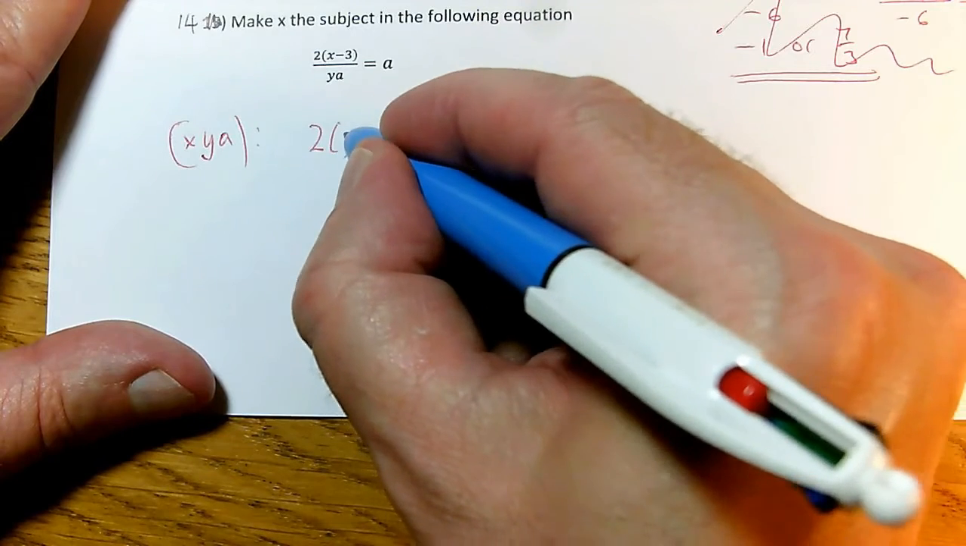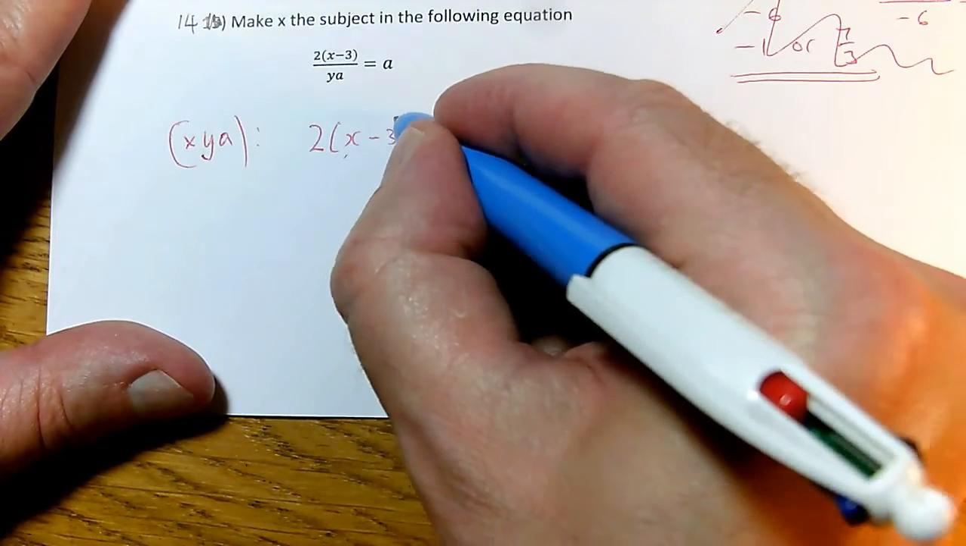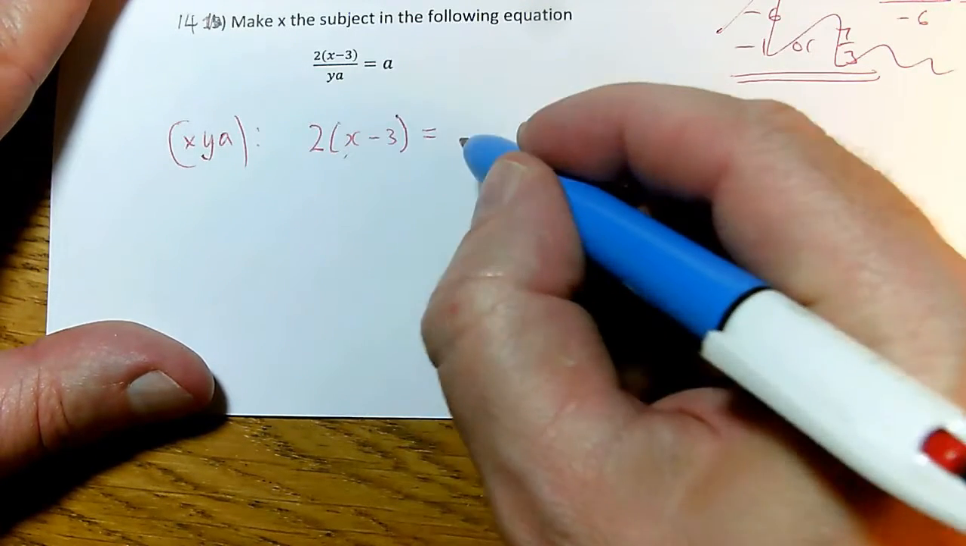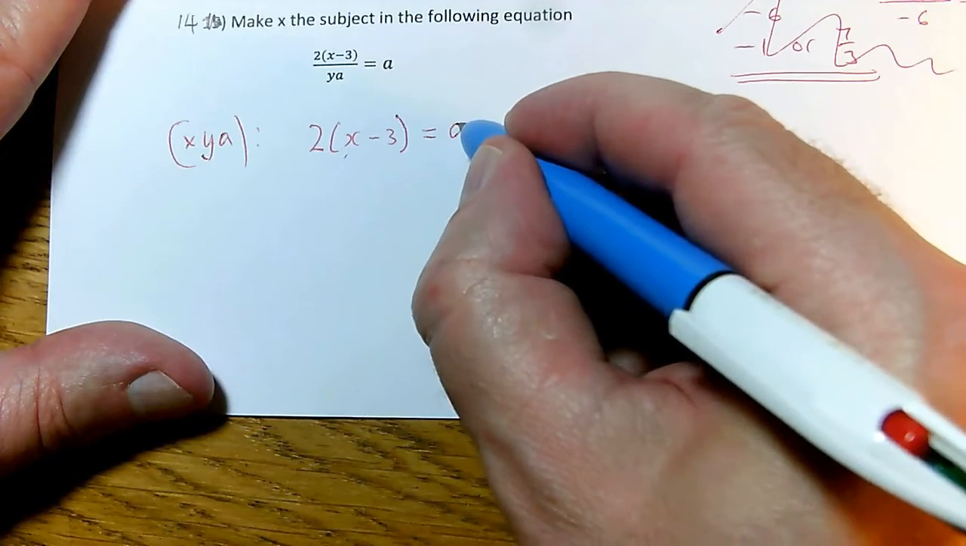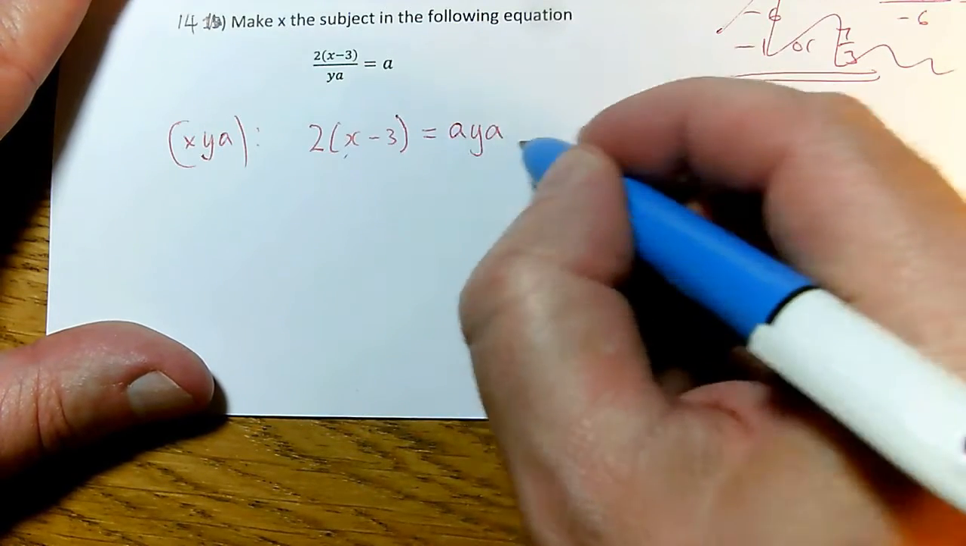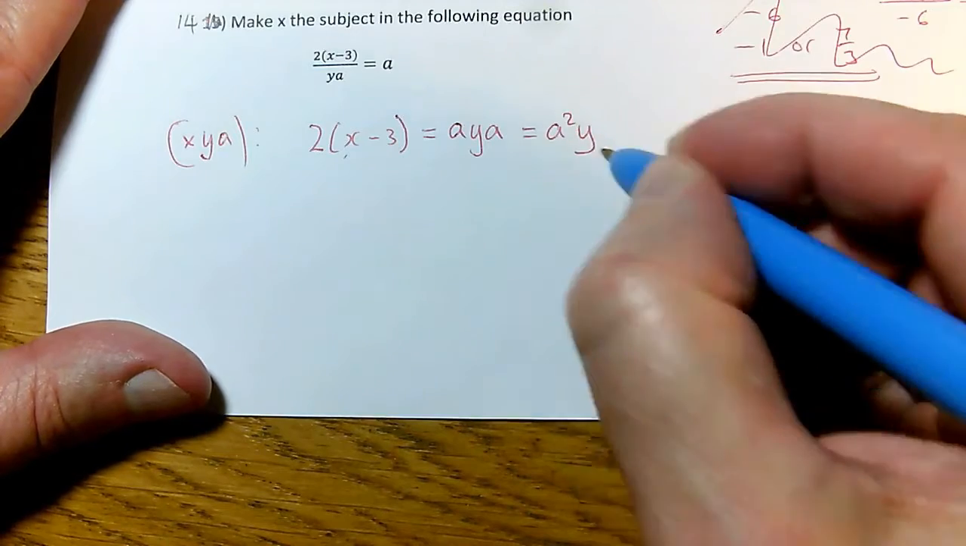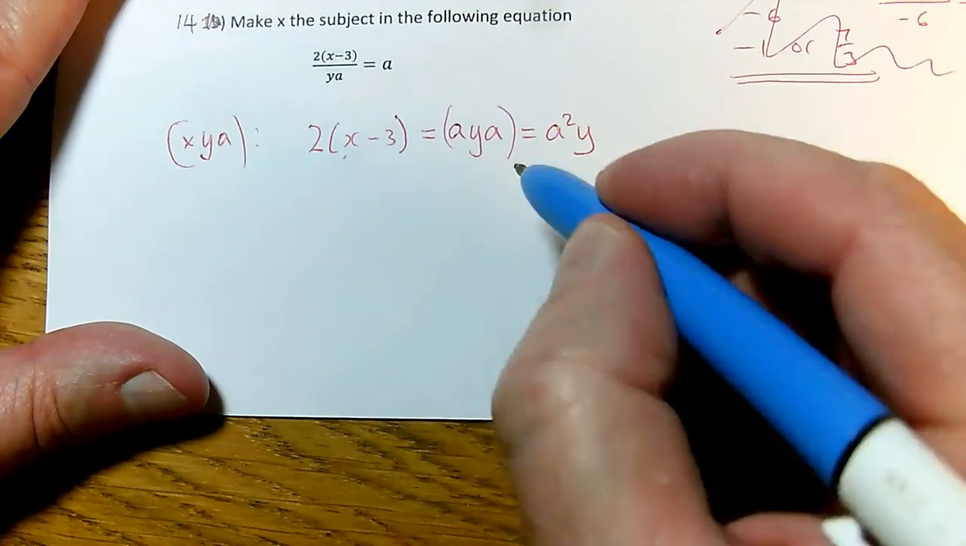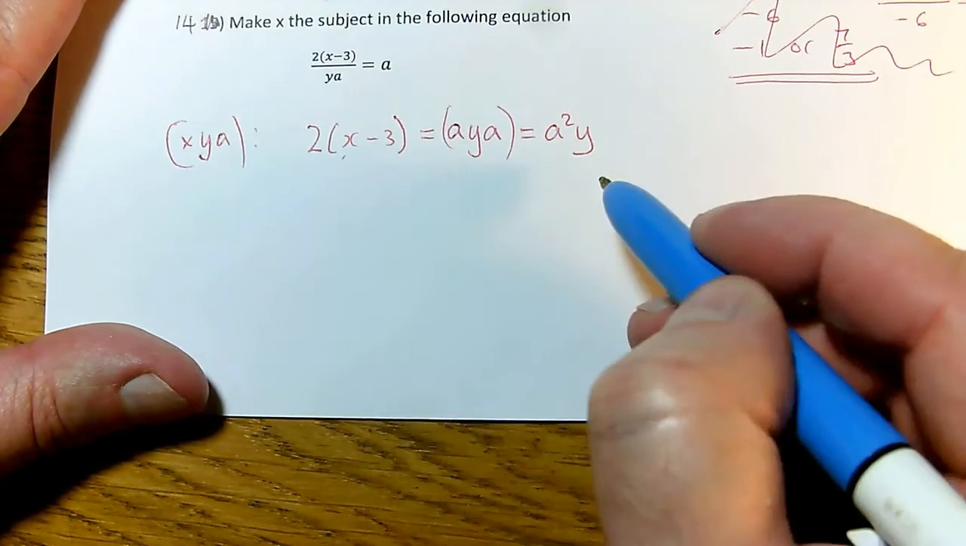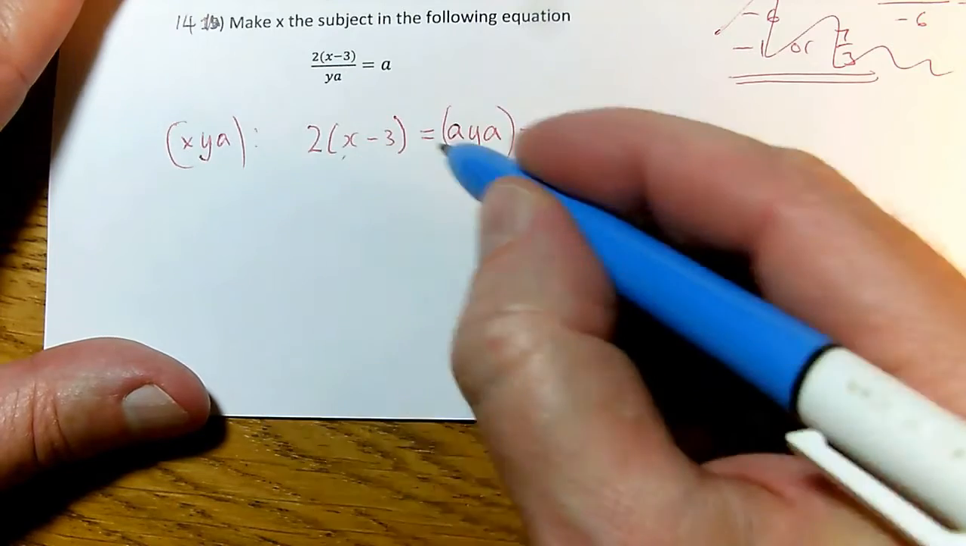So I'm just going to have whatever was on the top. Okay. Equals, and then I've got to do a times ya. So ya is correct, but a nicer way to write a times a is a squared y. Okay, so I don't need that anymore. 2 brackets x plus 3 is a squared y. I'm stripping away the outside layers.